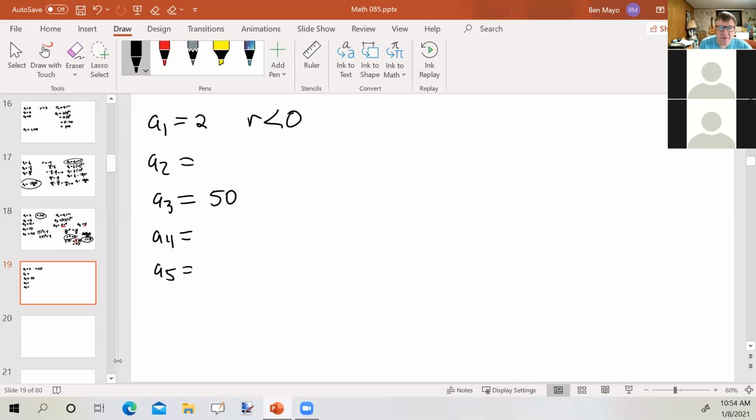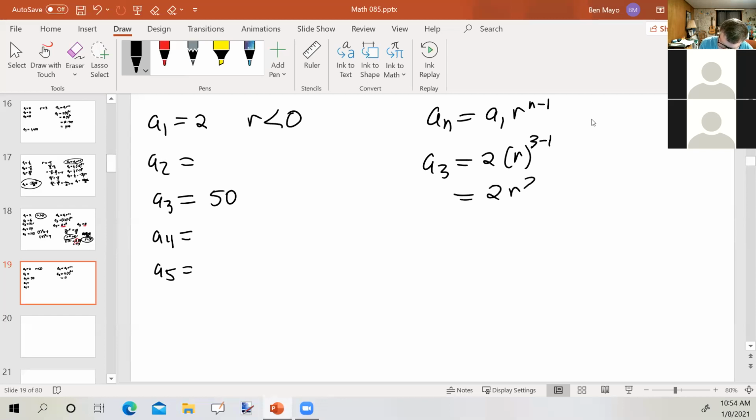So in this case, the common ratio is going to be a negative number. Using the formula a sub n equals a sub 1 times r to the n minus 1 power, we're going to take a sub 3, which is equal to 2 times r to the 3 minus 1 power, which is equal to 2r squared. So a sub 3 equals 2r squared, but a sub 3 also equals 50, which means that 2r squared equals 50.